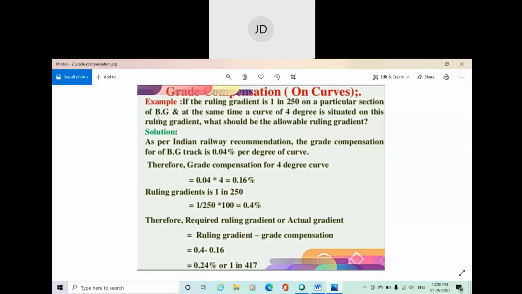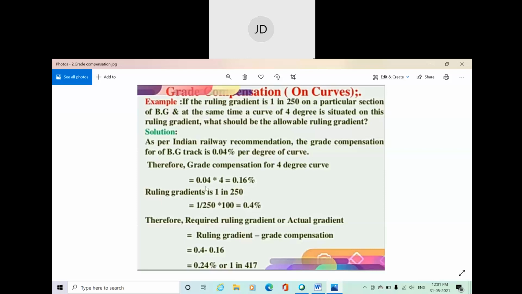The gauge of the track is broad gauge, and for broad gauge you know the standard grade compensation is 0.04 percent per degree of the curve. The degree of the curve provided is 4 degrees. As per Indian Railway recommendation, the grade compensation for broad gauge track is 0.04 percent per degree. Since the curve is 4 degrees, we multiply 0.04 by 4, so the total is 0.16 percent. This is the grade compensation for this curve of 4 degrees.